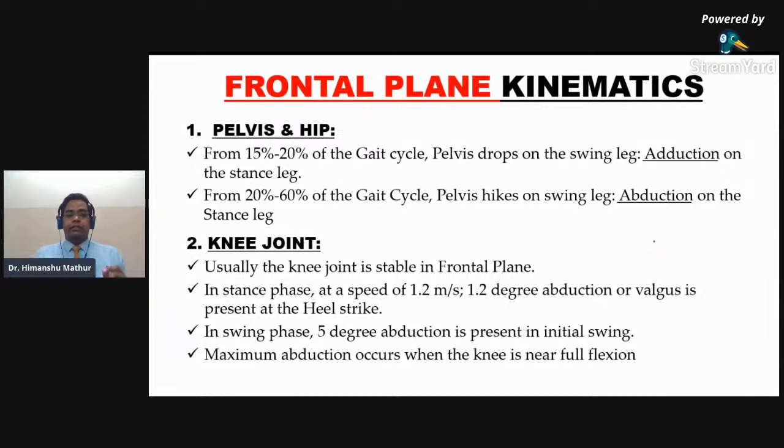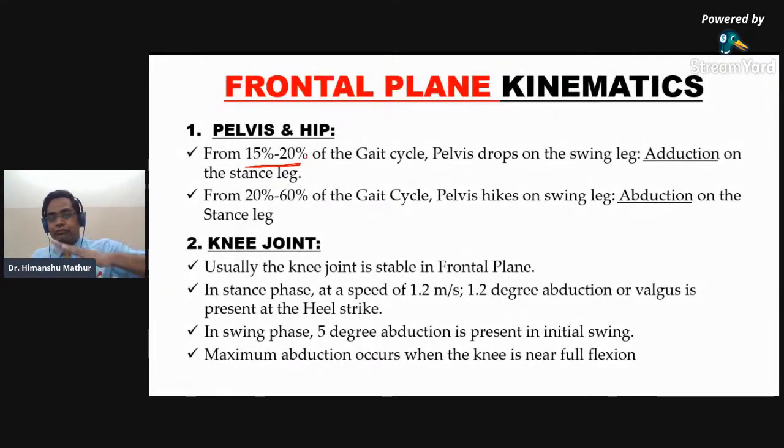All right. So whenever I am looking from the front or from the back, in the frontal plane, let us consider what happens to the pelvis and hip. From 15 to 20 degrees of the gait cycle, it means it has crossed the heel strike and is going towards the flat foot situation.